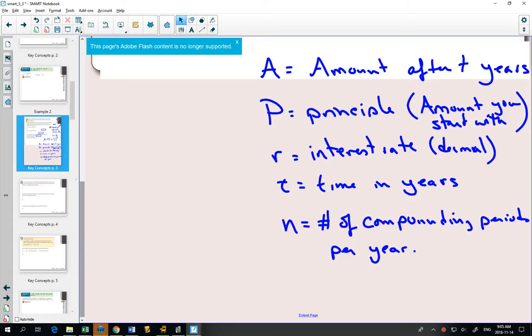The number of compounding periods per year. So if it's compounded monthly, in other words, the example that we gave where it was paying us once a month, then you would have 12 compounding periods per year. And a lot of banks work on a monthly basis. Okay? Some interest rates are compounded on a daily basis.